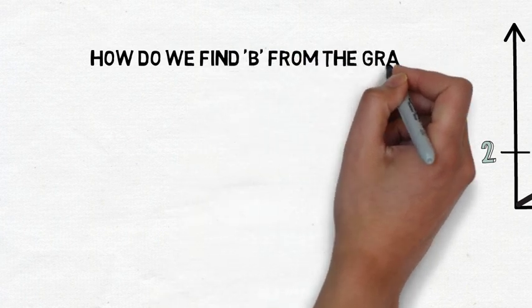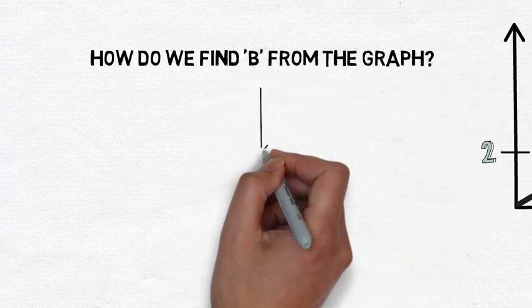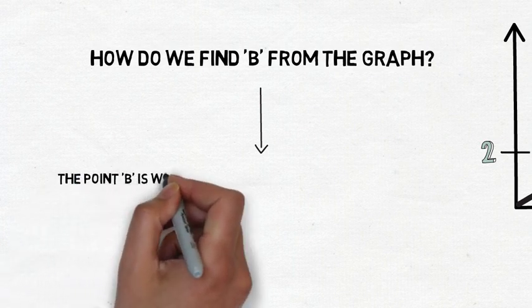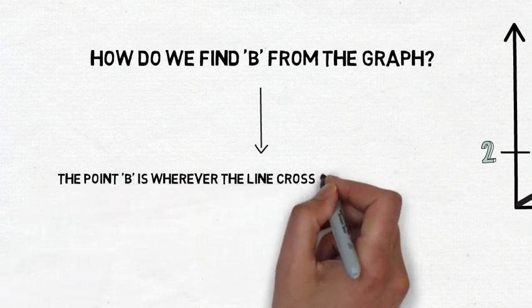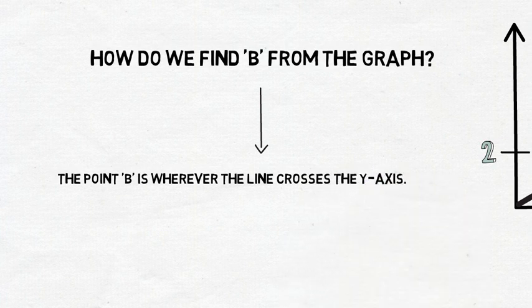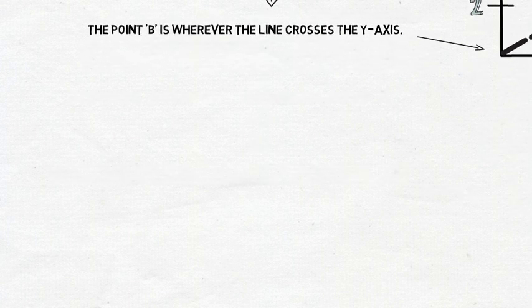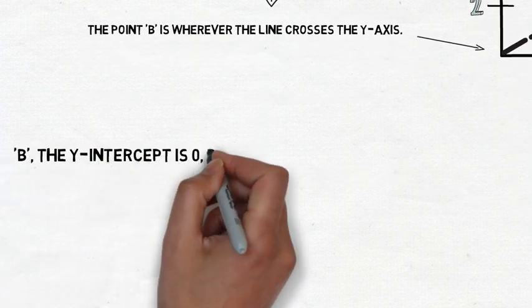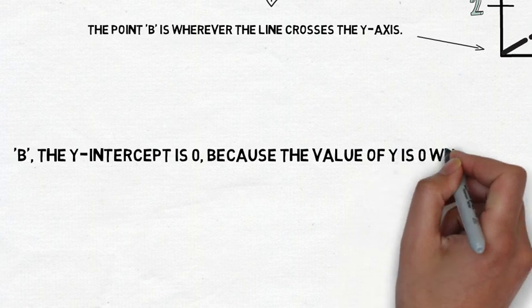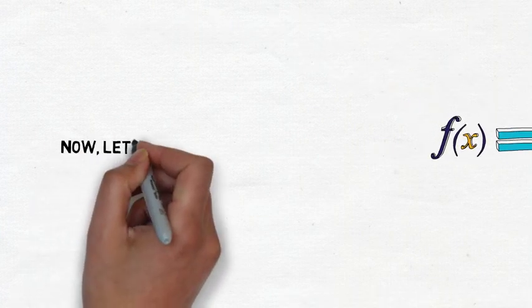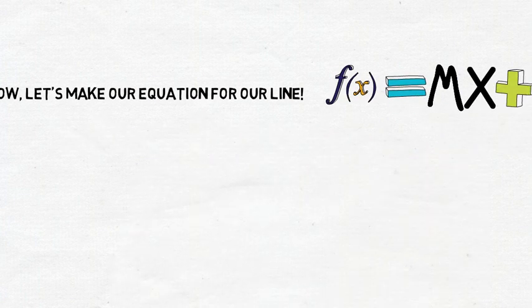So, how would we find b from the graph? Well, it's pretty simple. All we have to do is find where the graph intersects the y-axis. So, since the y-axis will always be crossed by the line at a very specific point, we can simply visually verify what the y-intercept is. So, since it crosses at 0, the y-intercept must be 0.